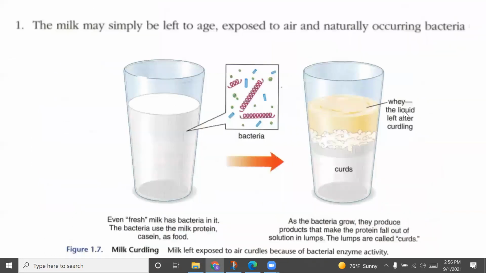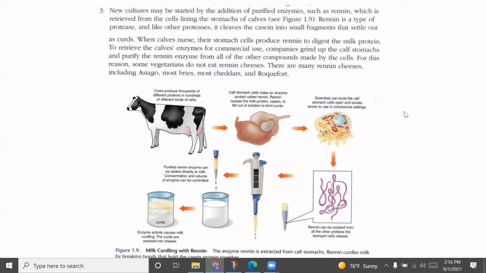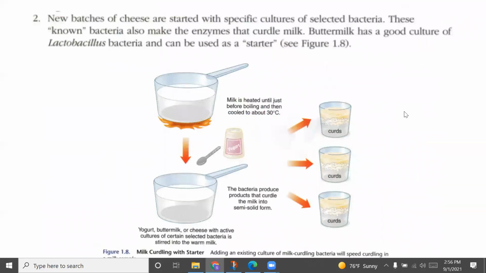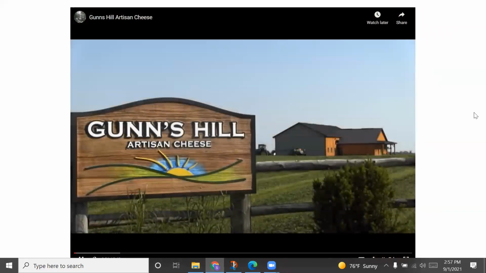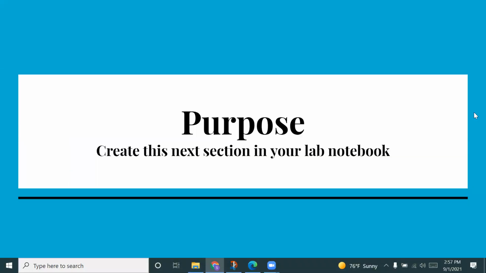So we have our background section written. We understand basically what's happening, how we get cheese. We take this bacteria or enzymes, which cause a chemical reaction in the milk, which causes our curds to separate from the liquid, giving us what will be cheese. The next thing, which I know some of you are already working on, is the purpose. So if you want to keep writing that, that would be great.